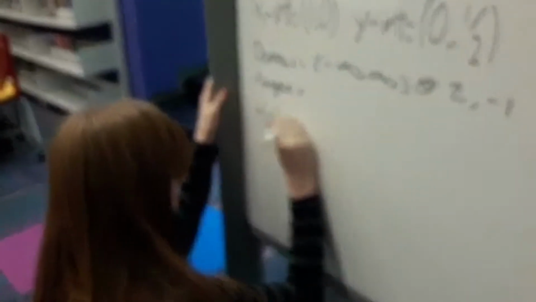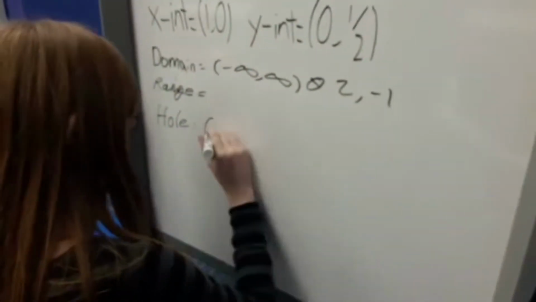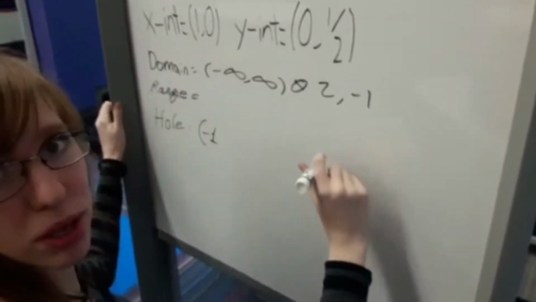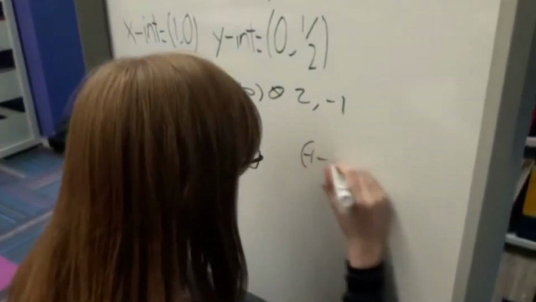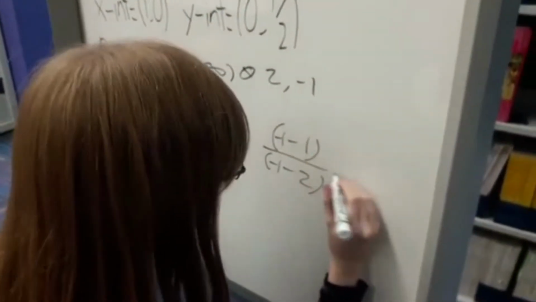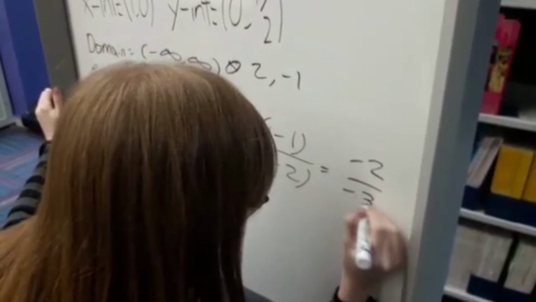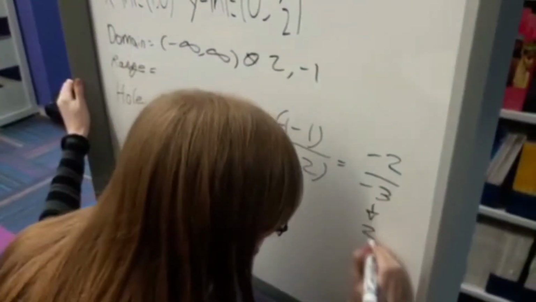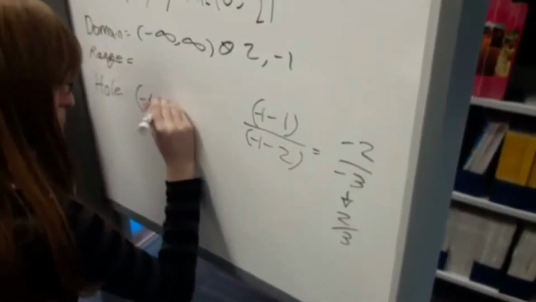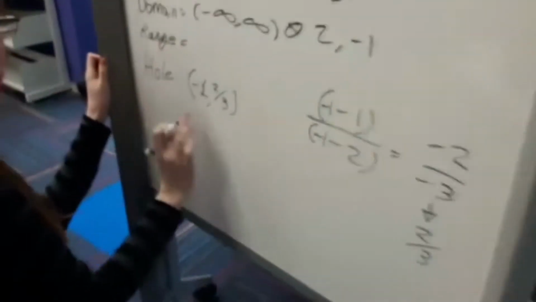To find the hole, you must find its coordinate. To find its x, you must check if there is a factor that both the numerator and denominator have in common. In this case, x + 1. You then isolate x. This means the x in our coordinate is -1. Now, to find the y-coordinate, you must take the equation and replace every x with -1. The answer will be the y-coordinate. The coordinate of the hole will be (-1, 2/3).